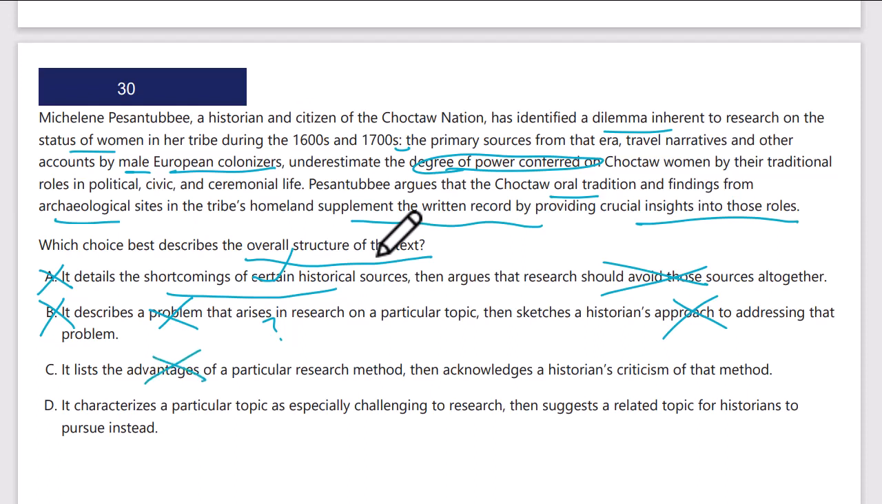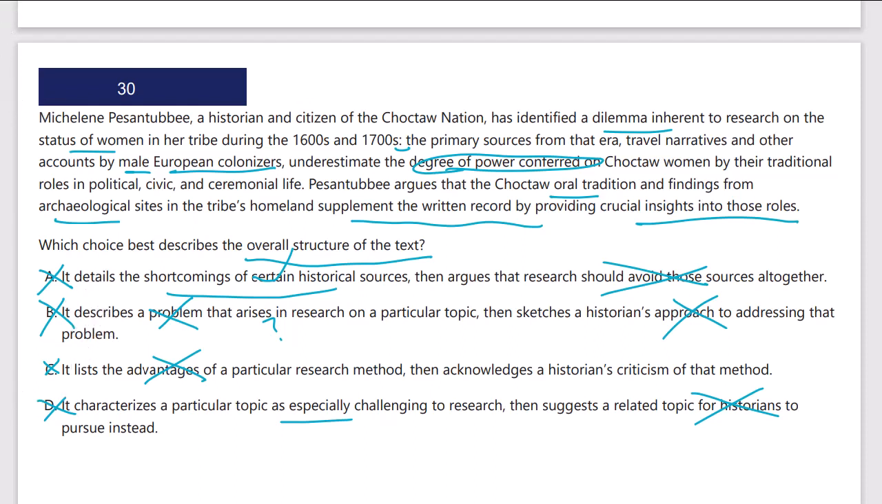Oh, that's wrong there. At least if it's referring to the accounts by travel narratives and European colonizers, that's wrong. Then acknowledges historians' criticism of that method. The disadvantages of a particular method, not the advantages. That's not right. D, it characterizes a particular topic as especially challenging to research? Then suggests a related topic for historians to pursue. No, it's not doing that. So, we got a problem. I eliminated all of them. Let's go back. We got to sort of start from scratch a little bit again.